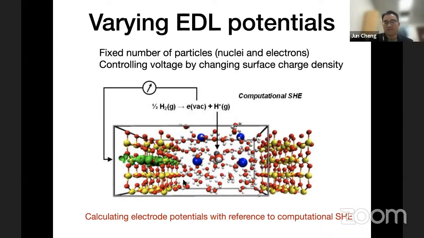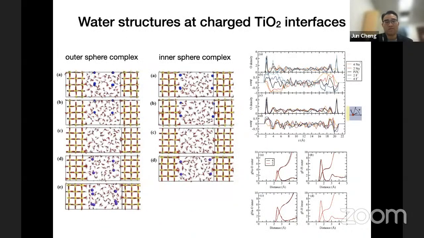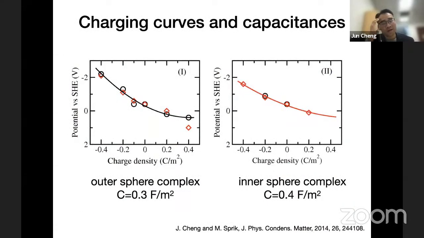We can calculate the capacitance, okay? We simulate two types of counter charge, as I mentioned, the outer sphere complex and the inner sphere complex. In our short MD trajectory, we don't see conversion between these two complexes. So that remains rather stable in our tens of picosecond MD trajectory. So that we can separate these two types of complex and their capacitance.